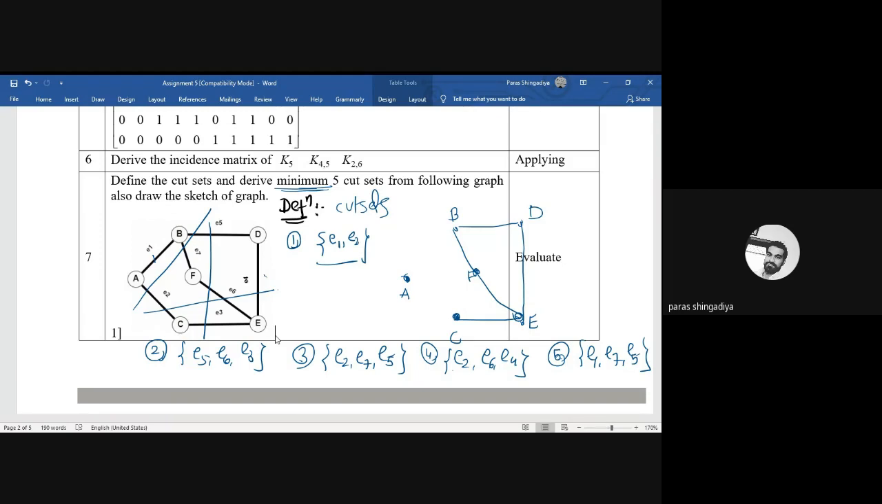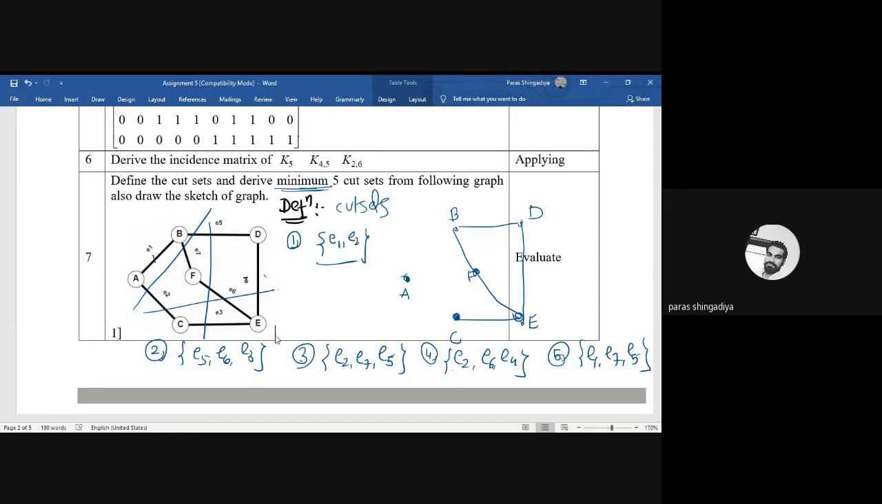That is, on one side there is only one vertex in such a cut set. Here we got this. We do not consider a vertex in this set; you have to take the edges only. What are the edges? That is E6, E7. That is the cut set. E6, E7.